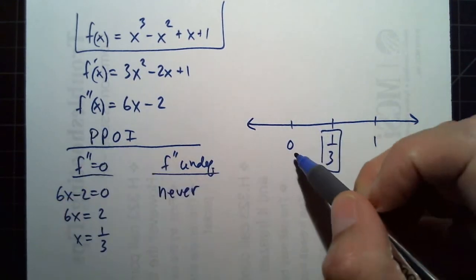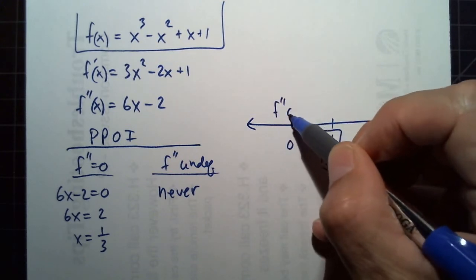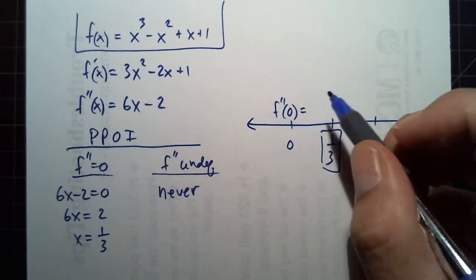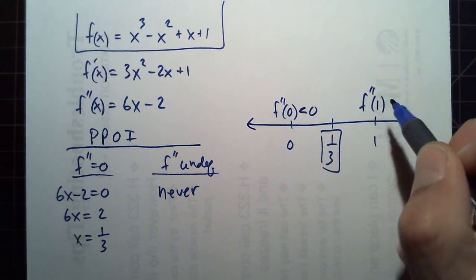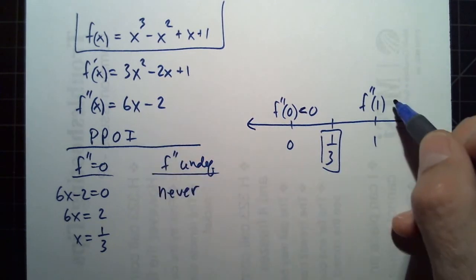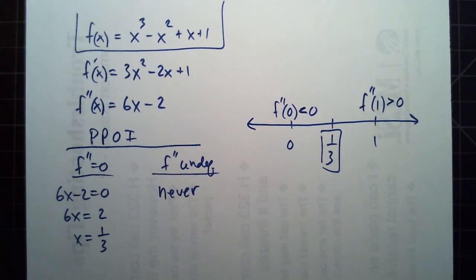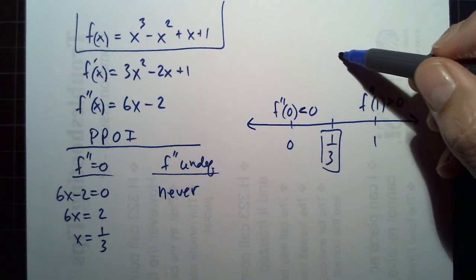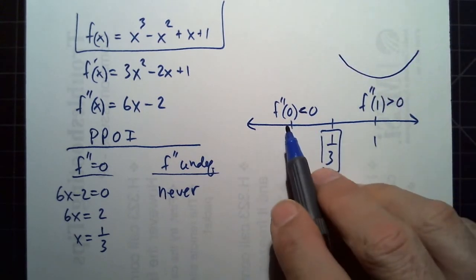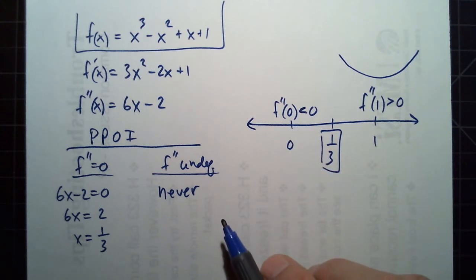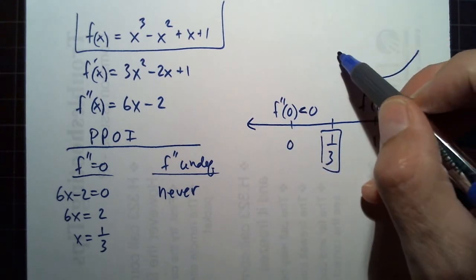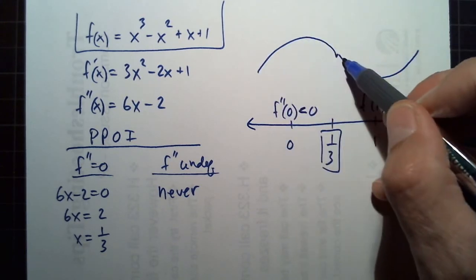F double prime of 0. F double prime of 0 is negative, so that's negative. F double prime of 1, put a 1 there, 6 minus 2, and that's positive. So if we visualize what that means in a graph, positive curvature means it's curving up. Negative, the second derivative is negative. We have negative curvature, we have negative concavity. You could use either word, and that's curving down.